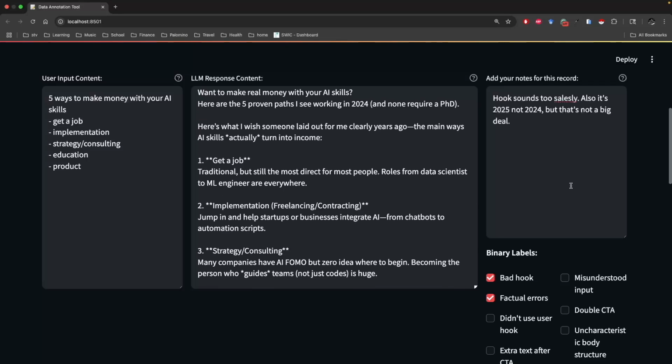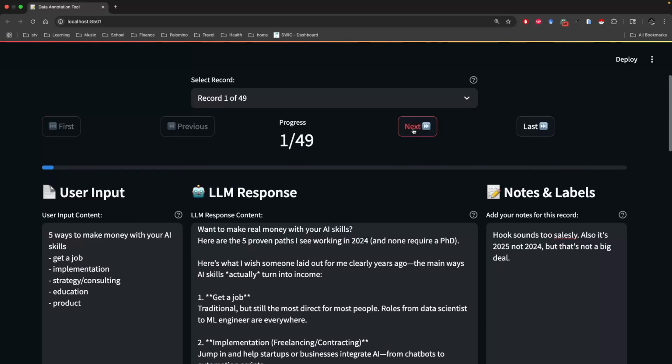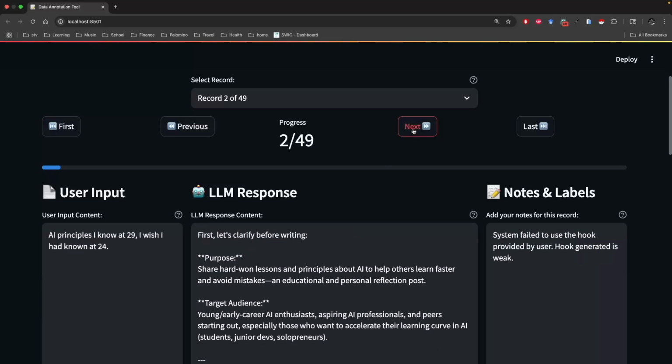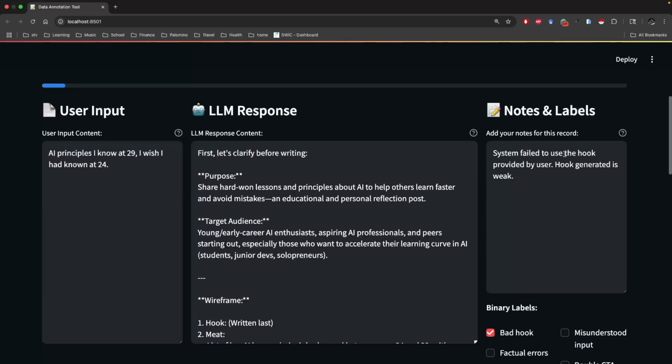These don't need to be super detailed, and I did find myself getting faster and faster the more I went through it because I would start to see patterns and identify common mistakes, but I would just go through this one at a time. For this one, I said system failed to use the hook provided by user, and then hook generated is weak. This is why you don't just want to look at the LLM response. You need to know what the input was to the system. Here, the input was basically a hook. AI principles I know at 29, I wish I had known at 24.